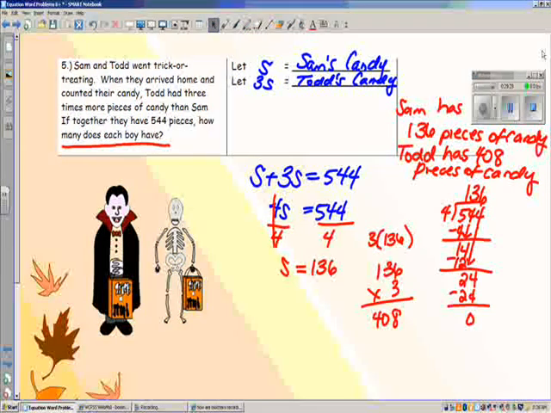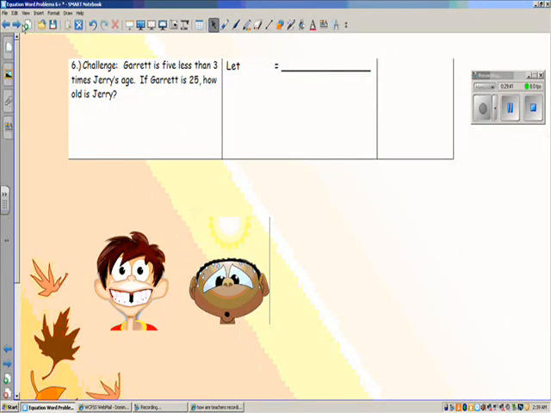Okay, hang in there. We have one more to go and we'll be finished with this guided practice. Then I'll let you try some on your own if time permits. Okay, number 6. This is labeled challenge, but we've done so many problems with translating expressions that this shouldn't be much of a challenge for you. So it says Garrett is 5 less than 3 times Jerry's age. If Garrett is 25, how old is Jerry?